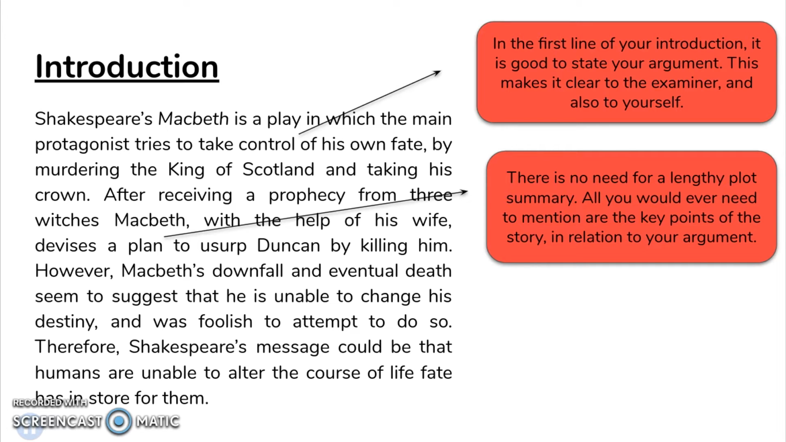They know, or they should know, what the plot is. But it never hurts to just give a brief, very, very brief few lines about what the main parts are, especially as they relate to your argument. So what relates to the fate idea? Well, Macbeth's fate, whether he should be king or not, that is the whole thing. And so that's why I've referenced that he decides to usurp Duncan and kill him after getting these prophecies.